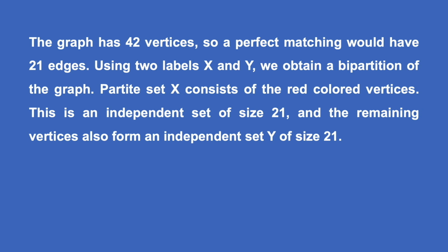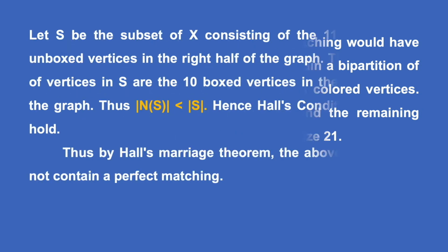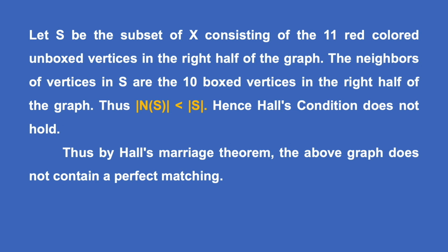Using two labels X and Y, we obtain a bipartition of the graph. Partite set X consists of the red color vertices. This is an independent set of size 21 and the remaining vertices also form an independent set Y of size 21. Let S be the subset of X consisting of the 11 red colored unboxed vertices in the right half of the graph. The neighbors of vertices in S are the 10 boxed vertices in the right half of the graph. Thus, cardinality of N(S) is less than cardinality of S, hence Hall's condition does not hold. Thus, by Hall's marriage theorem, the graph that we considered does not contain a perfect matching.